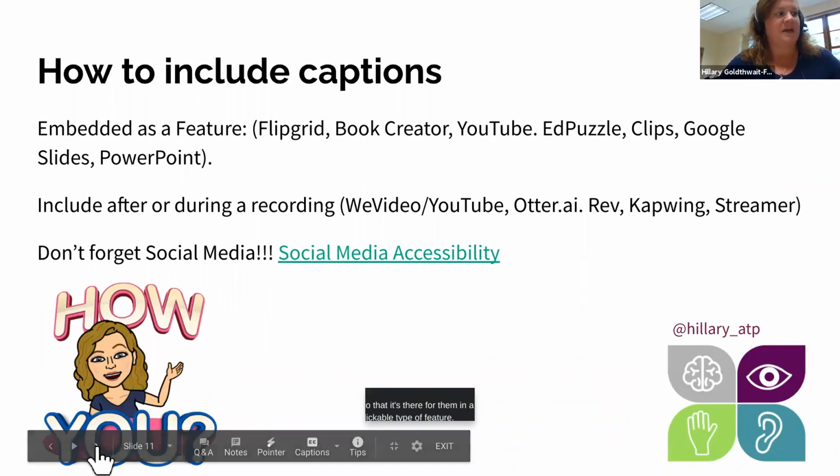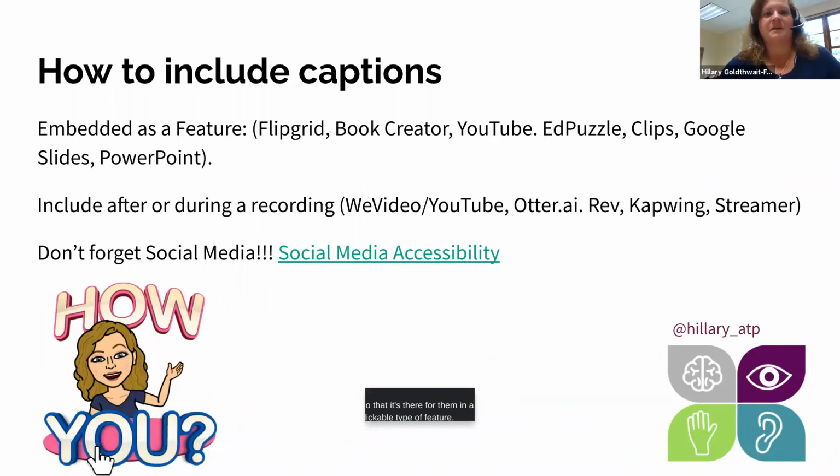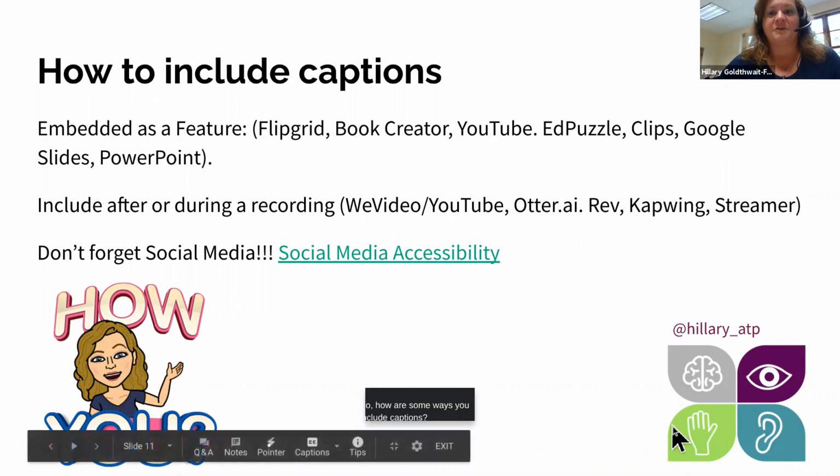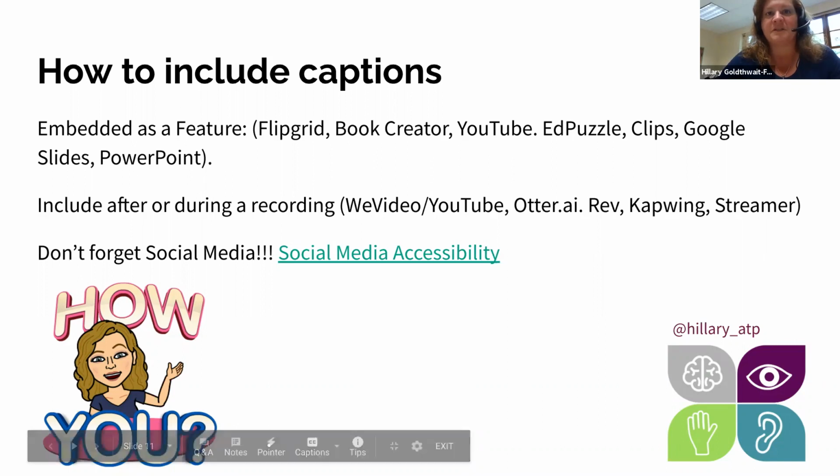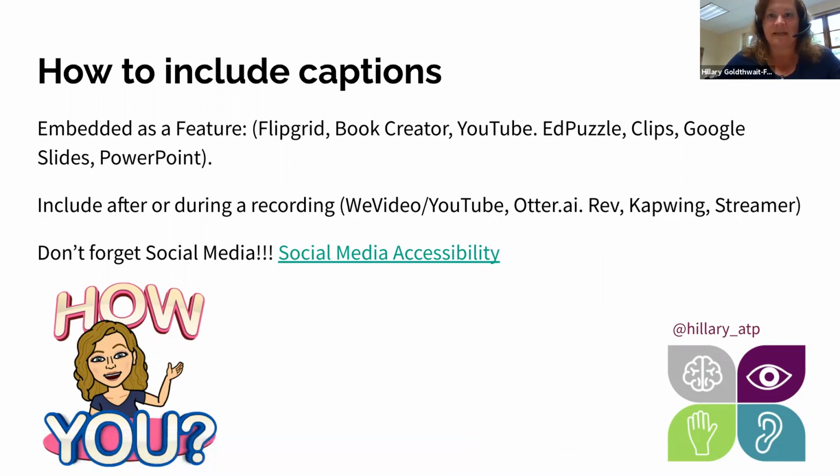So how are some ways you include captions? Embedded as a feature is my favorite because it's a clickable feature. I can turn it on, I can turn it off. Flipgrid is one of my favorites for that. I'll get into that a little bit more. Book Creator also has captions embedded now. YouTube has always had captions embedded and editable.